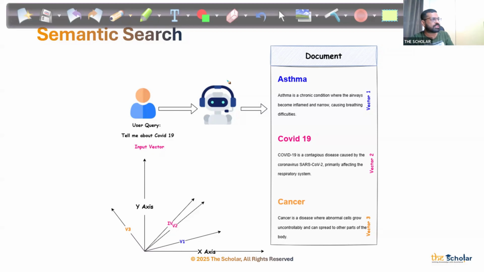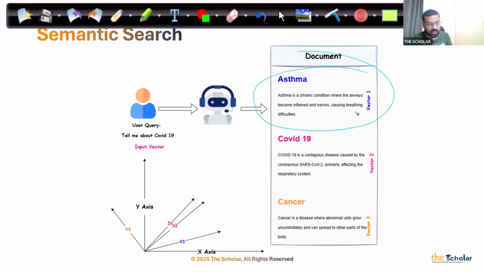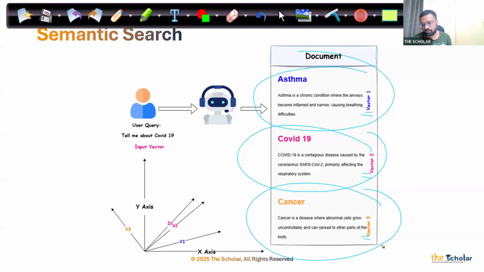Tell me about COVID-19. It will convert that to number, the vector. And also, machine has the information about asthma as one vector, COVID-19 as second vector, and cancer as third vector. This is my V1, that is asthma. This is my V2, that is COVID-19. And this is my V3, that is cancer. Now, when user is asking, tell me about COVID-19, it is converting that to a vector. I am calling it as input vector, IV.